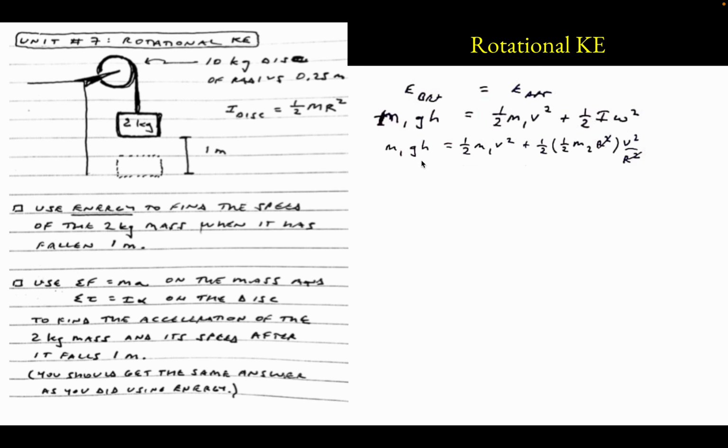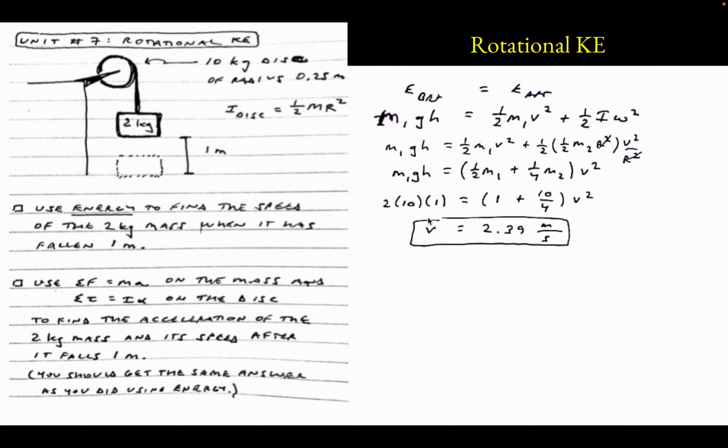Now v, the speed of the block after it's fallen 1 meter, if we plug in h equals 1, would be the only unknown. So now we can just send it, and you end up getting 2.39 meters per second for the speed. Next, we're supposed to do the same problem by using F equals ma on the mass, and torque equals I alpha on the disk. So let's look at how that would play out.